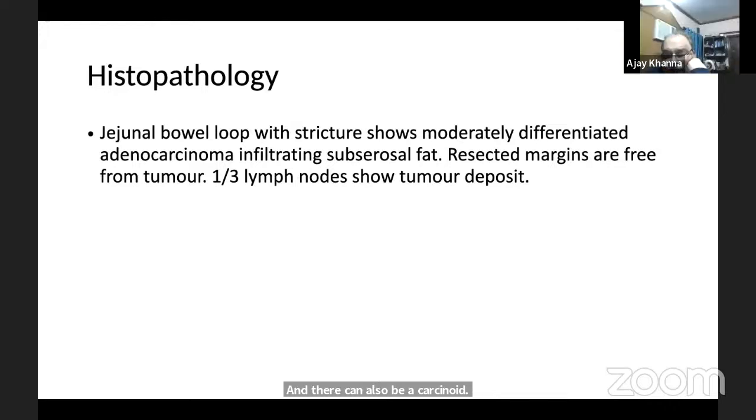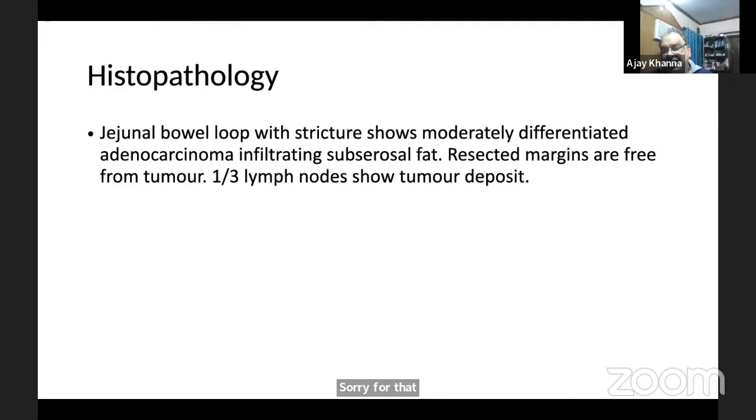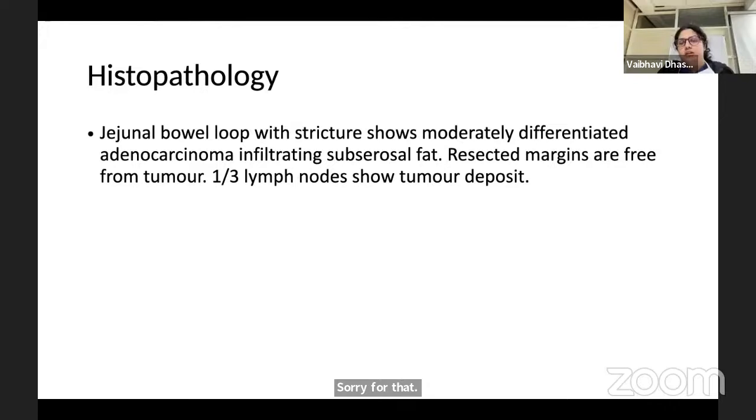Did you do a plain X-ray of the abdomen in your patient? The plain X-ray of the patient was done, but as the patient has already been discharged, I was not able to obtain the films for this session. Sorry for that. Well, what findings will be there in a patient with intestinal obstruction? There will be a step ladder pattern, with multiple air fluid levels, along with distended bowel loops based on the level of the obstruction.